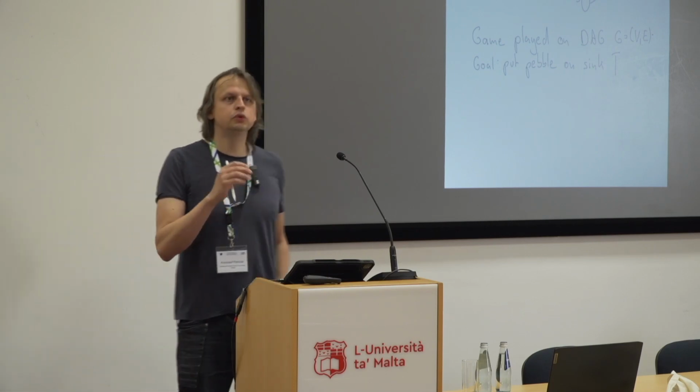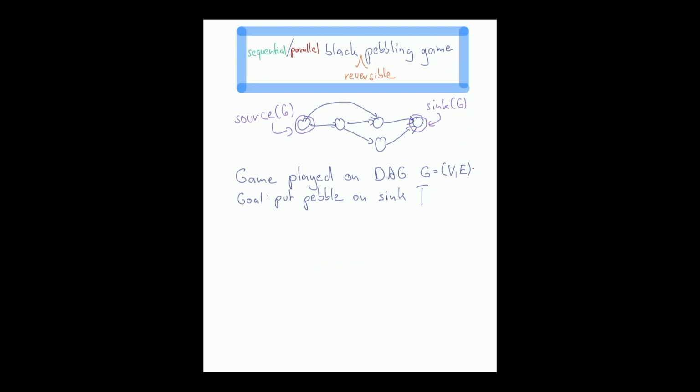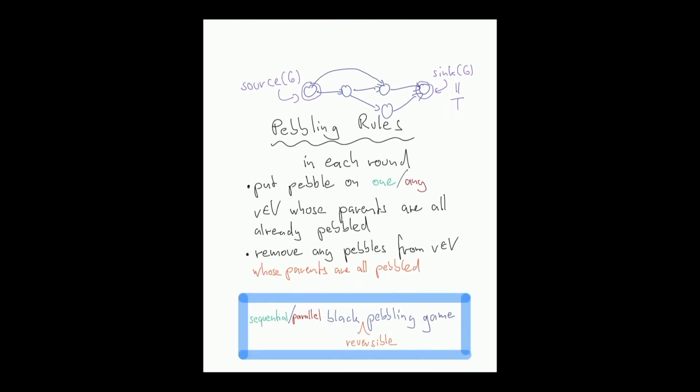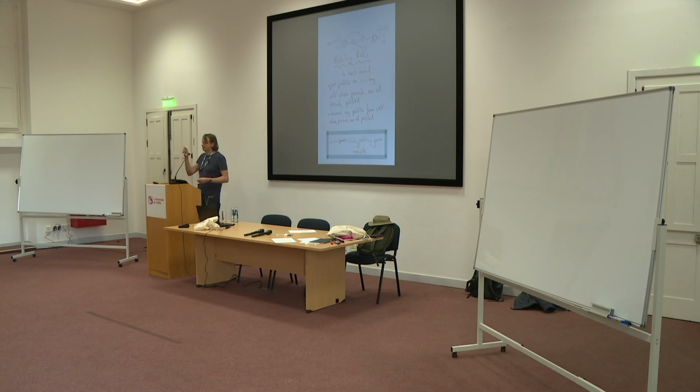So what are the rules of this very simple game? The game is round-based, and it's not really a game between 2 persons. It's really just a game with 1 person. I play that game with myself, like solitaire. I have a bunch of pebbles, and I have to put a pebble on the sink. The rule is as follows. In each round, I can put a pebble on a vertex, but only if and only if all the parents of that vertex are pebbled.